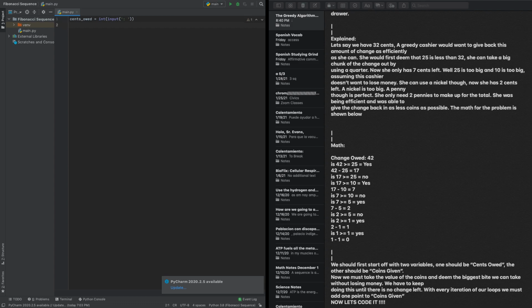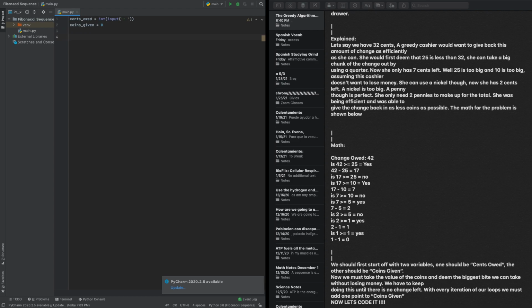And then we can code it so that if it's not greater than 0, then it has to keep looping and going back. But that's not really involved, that's just extra steps. If you want that, I can post another video on how to keep iterating if it's not true. Now, as stated in our notes, our next variable should be coins given, which right now should be 0 because obviously you have not given any coins yet.